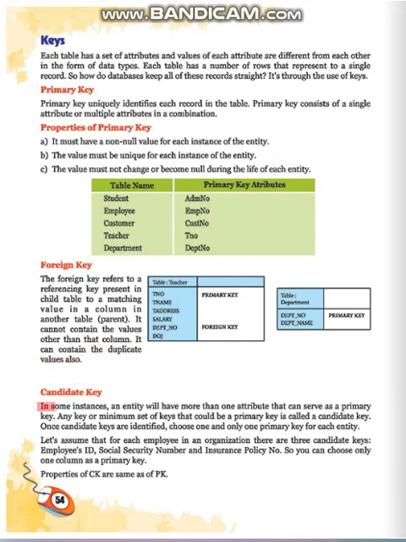Candidate key. In some instances, an entity will have more than one attribute that can serve as a primary key. Any key or minimum set of keys that could be a primary key is called a candidate key. Once candidate keys are identified, choose one and only one primary key for each entity. Let's assume that for each employee in an organization, there are 3 candidate keys: employee's ID, social security number, and insurance policy number. So you can choose only one column as a primary key. Properties of CK are same as of PK.